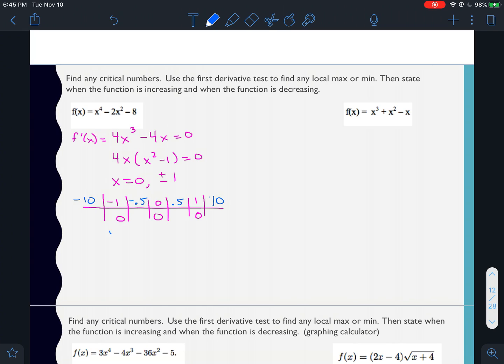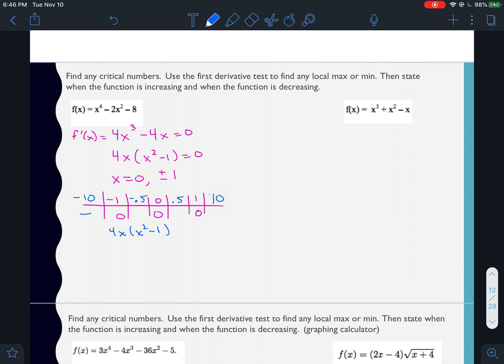And so we could test negative 10, negative 0.5, positive 0.5, and positive 10. And if I plug those into the derivative, which was 4x times (x squared minus 1), if I plug in negative 10, I would have a negative times a positive, so negative. If I plug in negative 0.5, I'd have a negative times a negative, so a positive. If I plug in 0.5, I'd have a positive times a negative, so a negative. And if I plugged in 10, I'd get a positive. So for local mins and local maxes, well, the derivative has to equal 0 and change signs. On the first one, my derivative was negative, and then it was positive. So at x equals negative 1, we have a local minimum.